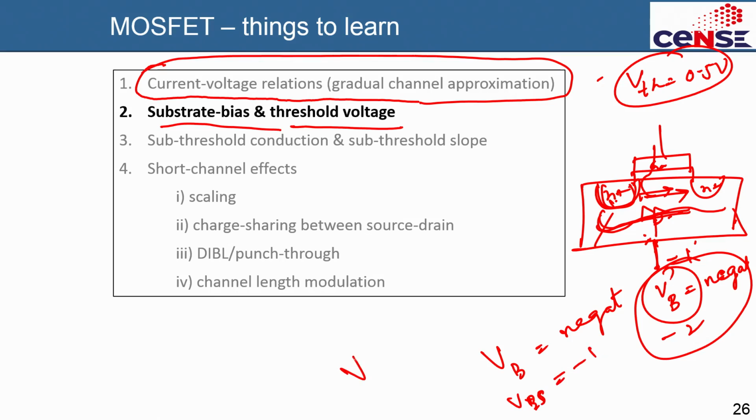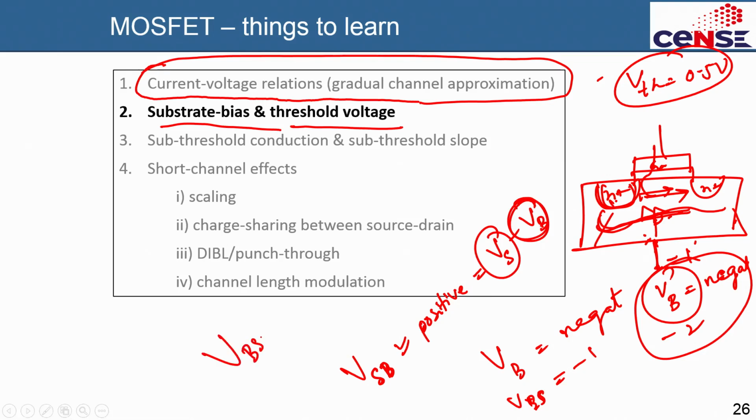In some textbooks they also say Vsb, and that is positive. What does it mean? Vbs is the body voltage with respect to source, while Vsb essentially means V source minus V body. If this is positive, essentially what it means is that the source is 0 volt, and so the body is negative. This has to be negative. It's the same thing, the convention matters.